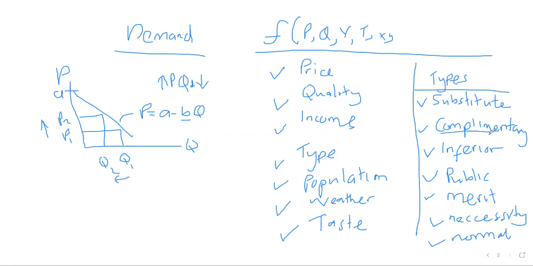Milk and cornflakes. If cornflakes go up, if milk goes down, people demand more milk and cornflakes because they move hand in hand.